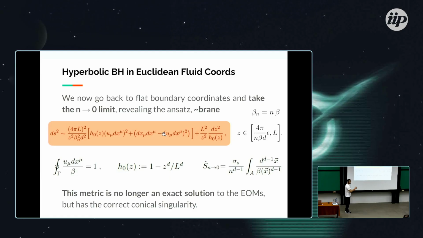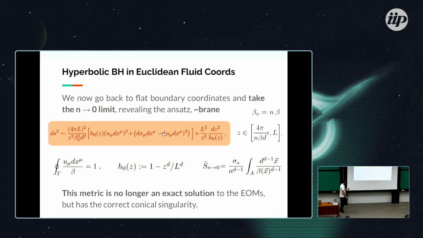Look, I have chosen to show you a coordinate in which the brane is sitting at L all the time, and everything interesting is going on near the cutoff.